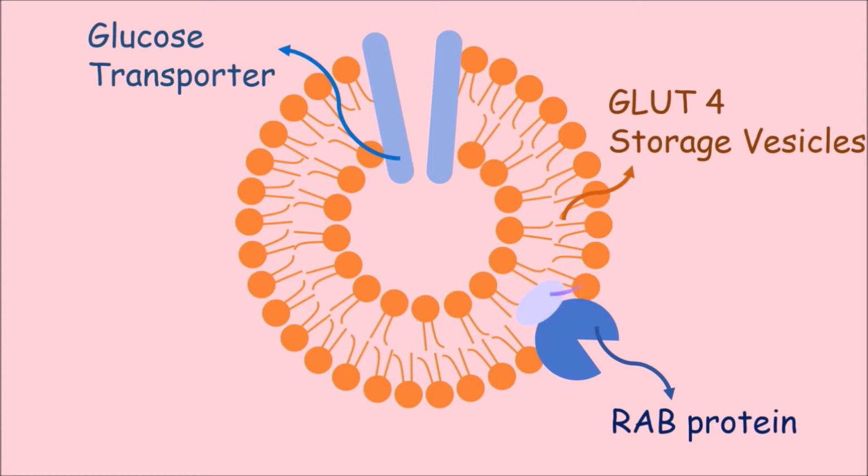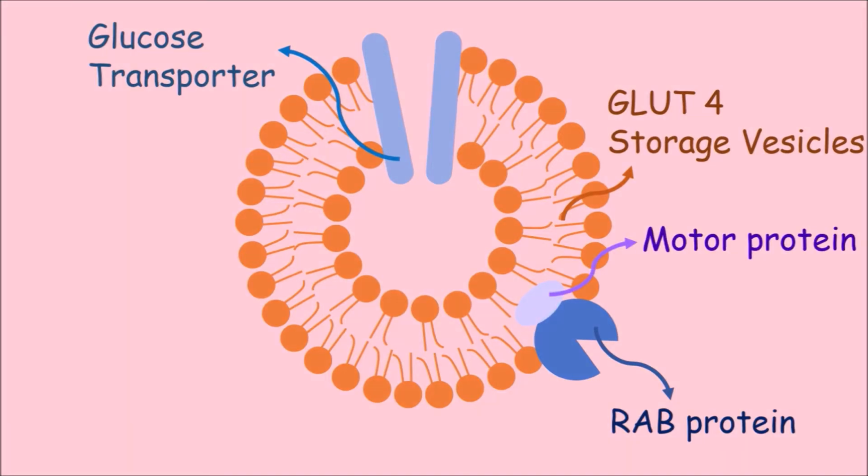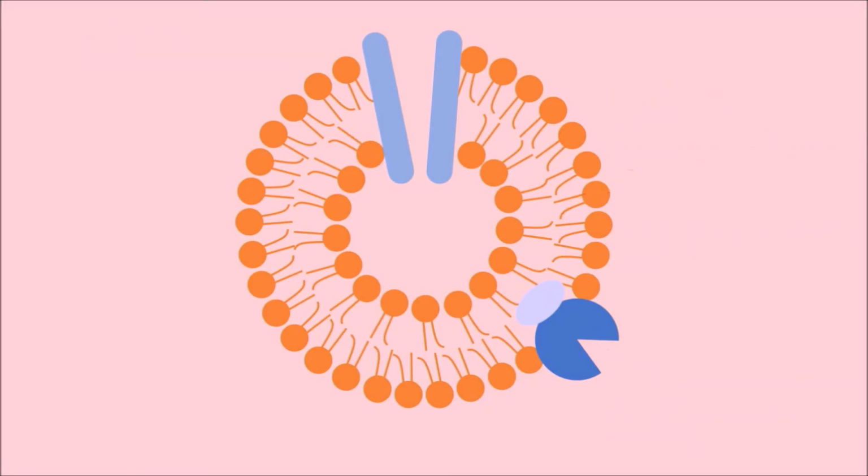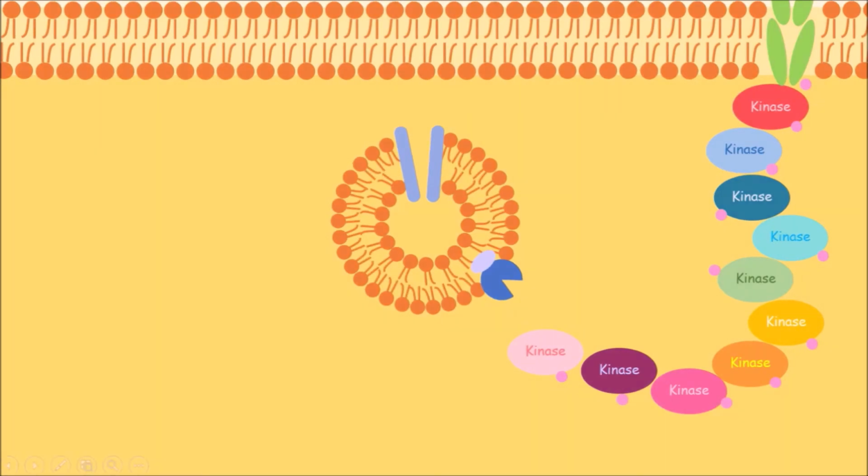What is special about it is that it interacts with the motor protein necessary to move the vesicle, causing the motor protein to be in an inactive state. This hence keeps the GLUT4 storage vesicles in a cyclic state near the cell membrane, unable to move around.